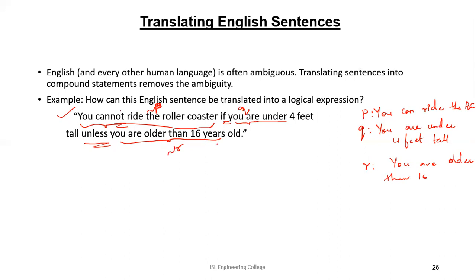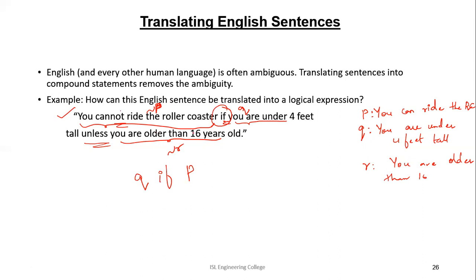Okay. Now there is an if. So this is of the form if Q then P. But where is our if? It is not at the first position. It is in the middle. So this can be written as Q if P. Okay. So this condition should be true for P to happen.